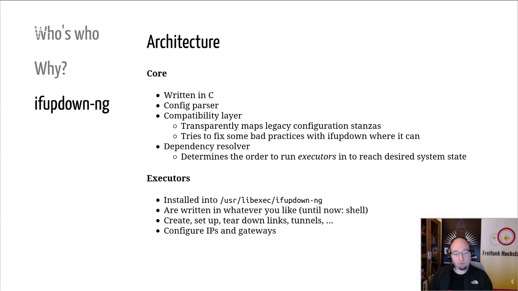The executors are responsible for doing stuff. They are called from the core. These are currently shell scripts, but could be written in anything you like, basically. So Perl, Python, Rust, Go, whatever. They are responsible for creating, setting up, tearing down interfaces, tunnels, whatever, configuring IPs, gateways, and putting it all together as required, and are currently installed in the given path on an Alpine box. Maybe this is something which would have to be discussed on the Debian side. I'm not sure what the current path for this is in the Debian world right now.